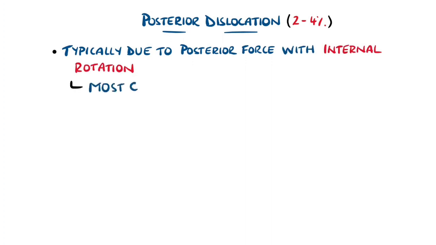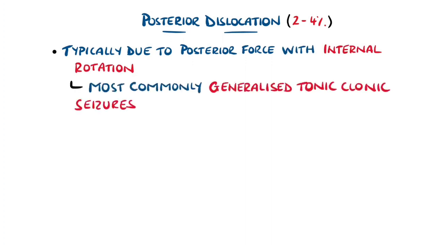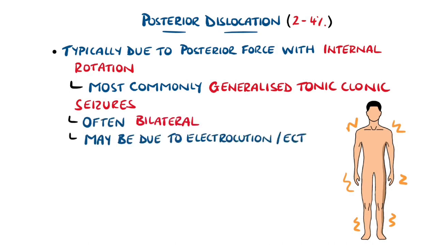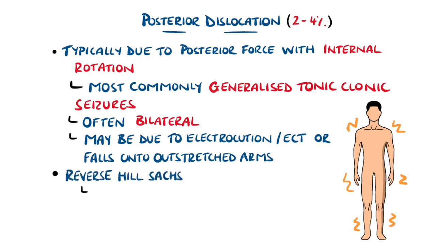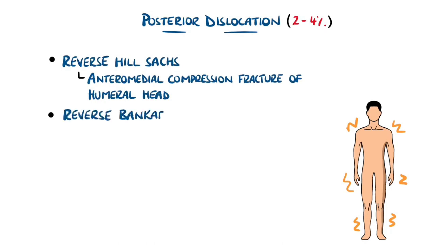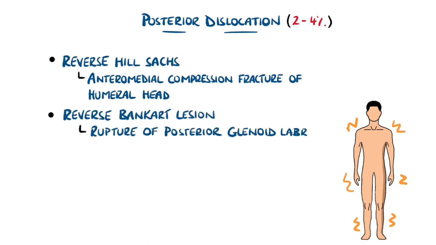It is most commonly the result of generalized tonic-clonic seizures and can often be present in both shoulders. It can also be due to electrocution, including electroconvulsive therapy, and in traumatic cases, it is mostly due to falls onto an outstretched arm. Posterior dislocations can cause reverse Hill-Sachs lesions, where there is impaction on the anteromedial humeral head coming from compression against the posterior lip of the glenoid, which can cause reverse Bankart lesions, a rupture of the posterior glenoid labrum. There is also often a tear of the subscapularis muscle.